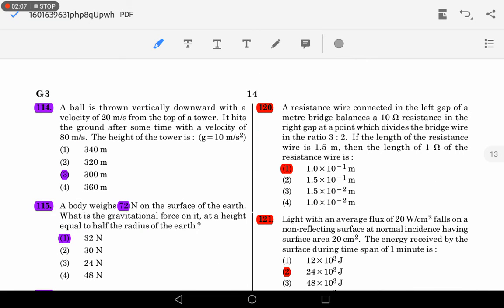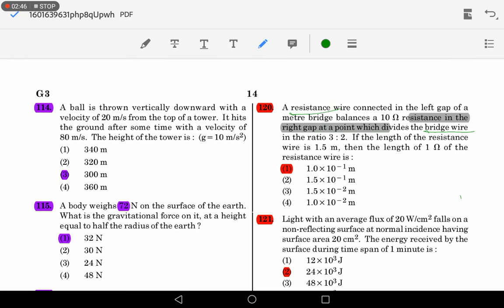A resistance wire is connected in the left gap of a meter bridge, balances a 10 ohm resistance in the right gap at the point which divides the bridge wire in the ratio 3:2. If the length of the resistance wire is 1.5 meter, then the length of 1 ohm of the resistance wire. So here there is a language trap. Whenever one thinks of resistance wire, everybody tries to connect it with the wire that is connected in the meter bridge, but they clearly differentiated it as bridge wire. Bridge wire is different, resistance wire is different.